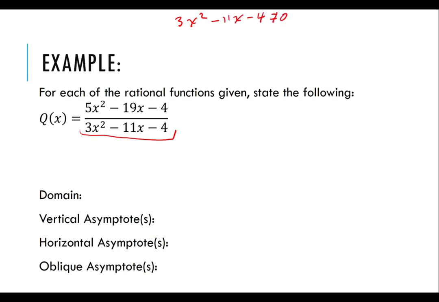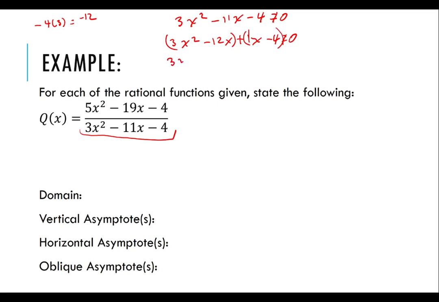So we should factor this using the AC method. Negative 4 times positive 3, that's going to be negative 12. Two numbers that multiply to give us negative 12 but sum to be negative 11. Those are negative 12 and positive 1. So that's 3x squared minus 12x plus 1x minus 4, which can't equal 0. Then I can factor by grouping.